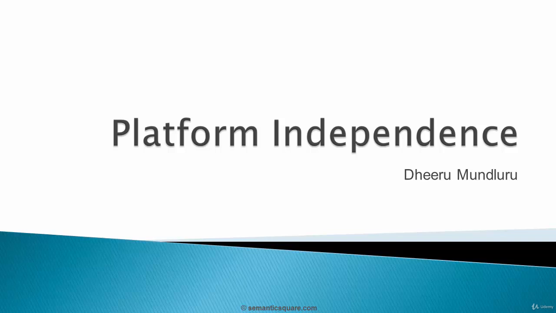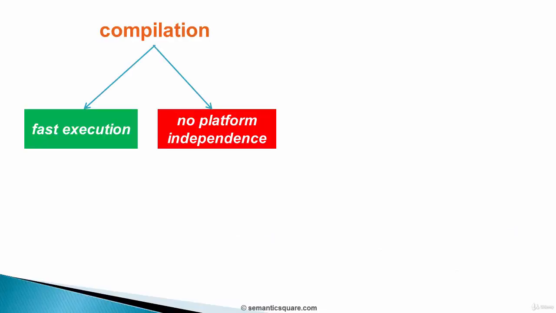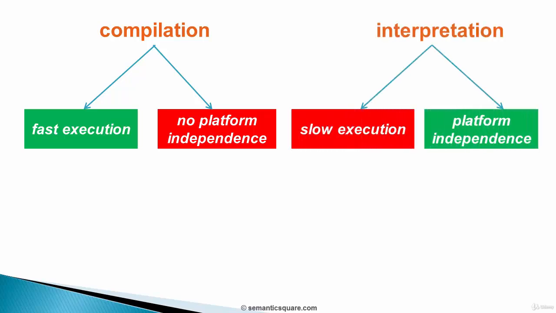Now let's see how Java achieves platform independence without affecting execution speed. We discussed compilation and interpretation, which offer contrasting benefits and limitations. We have seen that with compilation, we get fast execution speed, but without the benefit of platform independence. On the other hand, with interpretation, we get the benefit of platform independence, but with much slower execution speed.